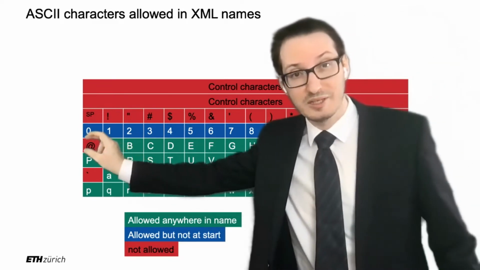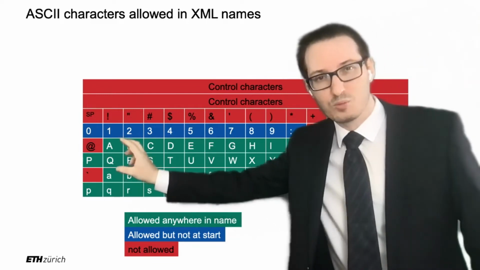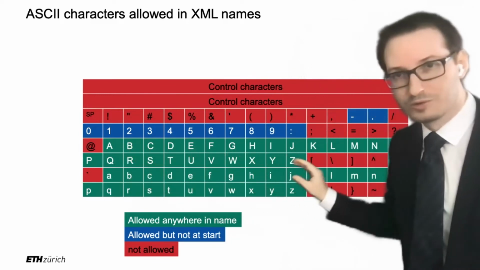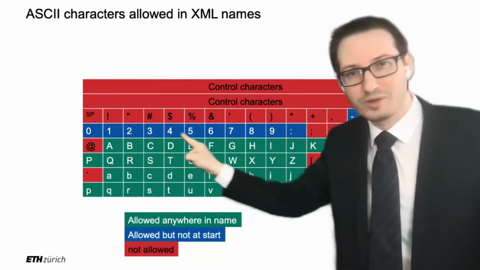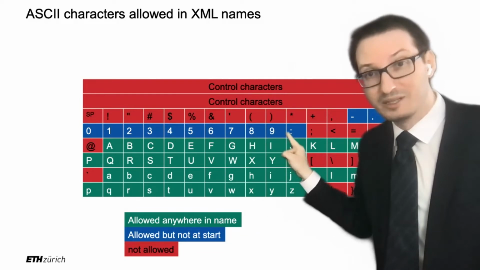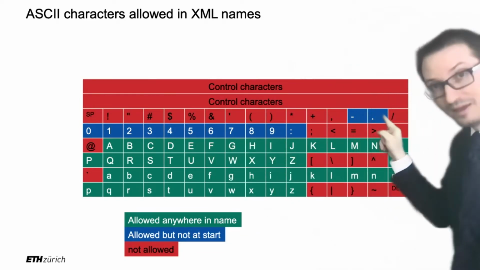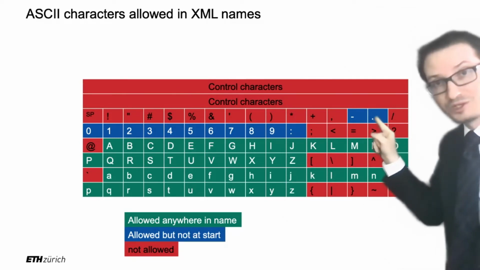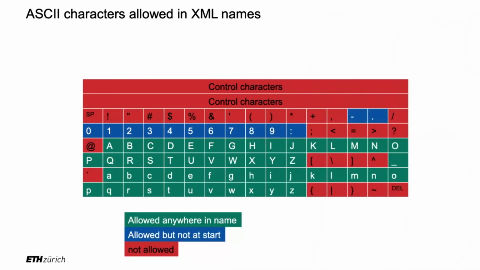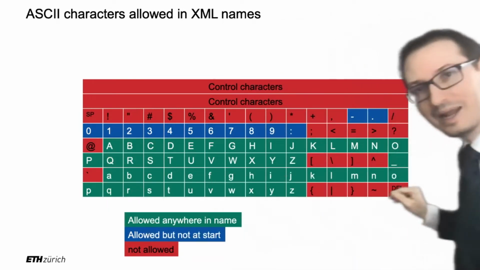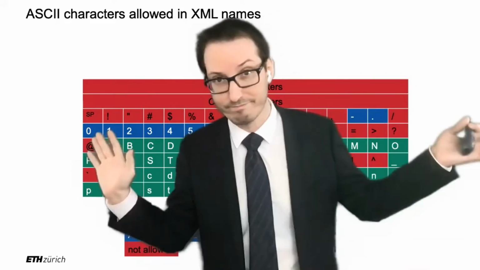Everything that is in black here is not allowed at all. Everything that is white on a green background is allowed everywhere. And the blue ones are allowed everywhere, but not at the beginning. So you can have digits, but not at the beginning. A dash is okay, a dot is okay. That's actually not like in programming languages. A dot is okay and a colon is okay, but the colons are special, as I will explain. So this is it. What can you use? Letters plus the underscore, and then digits, dash, dot. That's it.